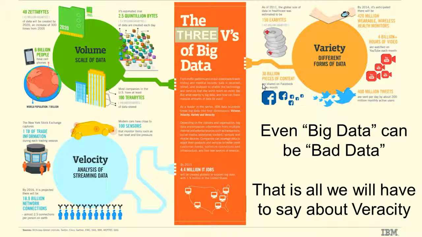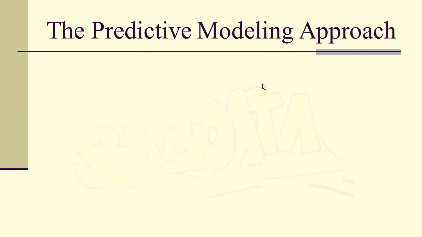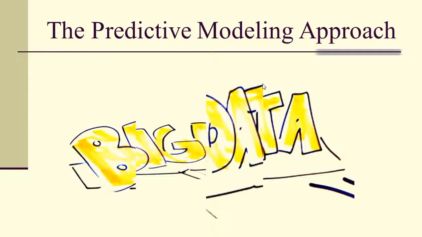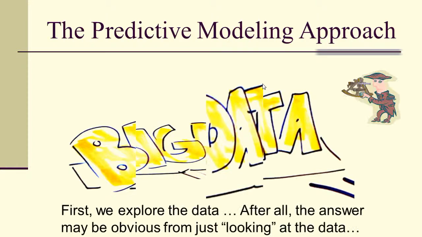So we're going to focus on the 3 V's, volume, velocity, and variety. And we're going to have what's called the predictive modeling approach. So when we are given a set of large data, a big data set, we tend first to explore it.